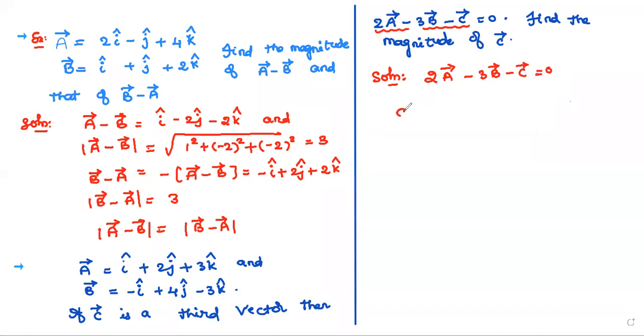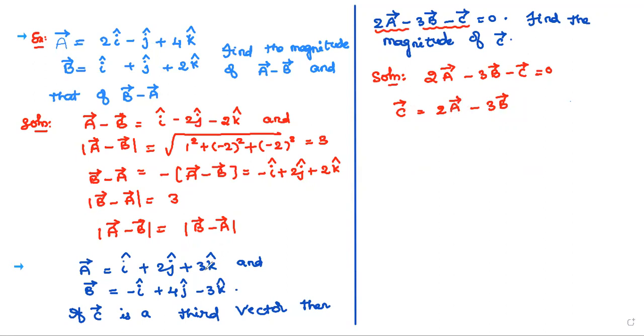Okay. And the C bar from the above equation means negative C bar, taken to the other side, that becomes plus C bar. So plus C bar is equal to 2A bar minus 3B bar. Now you check, is it possible to find out C bar or not? Yes, it is possible. Why? Because C bar equals 2A bar minus 3B bar.